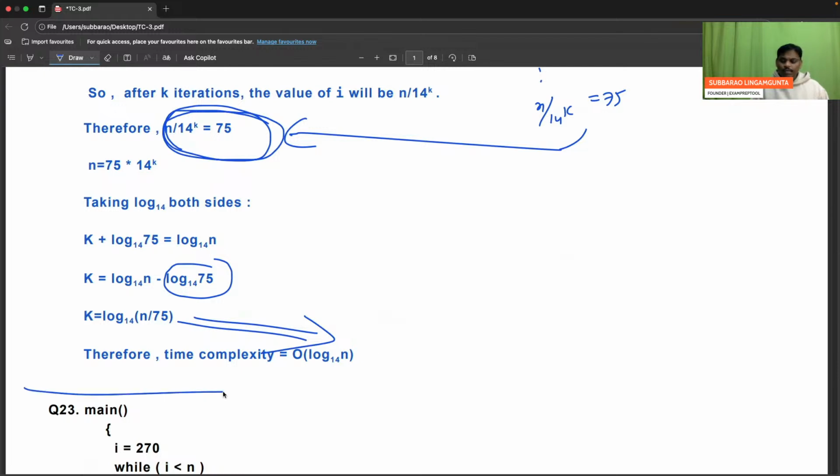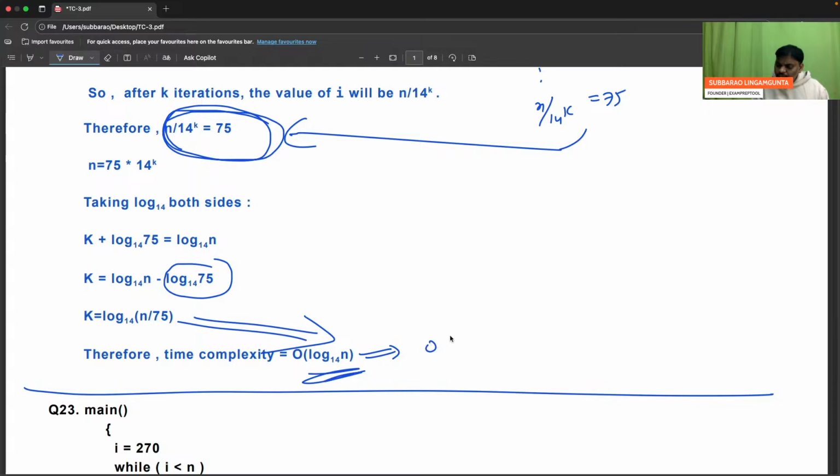So the time complexity of question number 22 is log n base 14. Anyhow 14 is a constant, no need to bother. If this is there in the option, you select it. If not, you can simply write log n. Forget about the base. So question number 22 answer is log n. If anyone asks for the base also, then log n base 14.